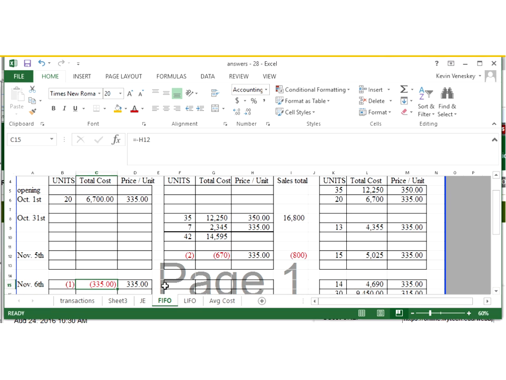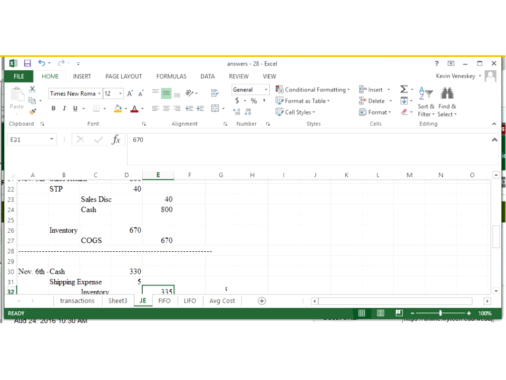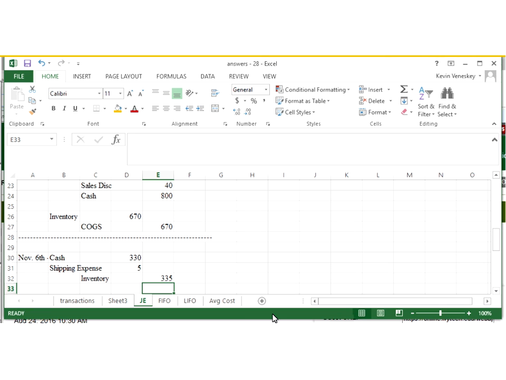My debit is going to be cash of $330 because that's what Sony is going to pay me back, because they don't pay me back that shipping piece. So now I have $5 extra that I've got to decide what I'm going to do with. Well, that original shipping cost was hidden in this inventory. So when I have the inventory and then eventually sell it, it gets expensed out as cost of goods sold. You just don't see it.